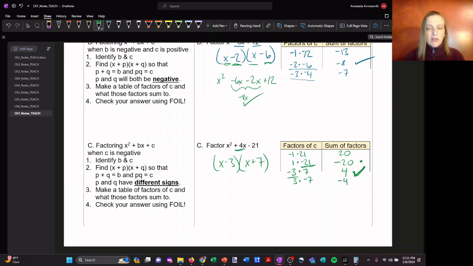Once again, we should check to make sure that this checks out. So I have x squared from multiplying those first terms, and do outside: x times 7 is 7x. Then do those inner terms: x times -3 is -3x. -3 times 7 is -21. And when we combine those middle terms, 7x minus 3x is positive 4x. And so this does check out, and we factored this one correctly.